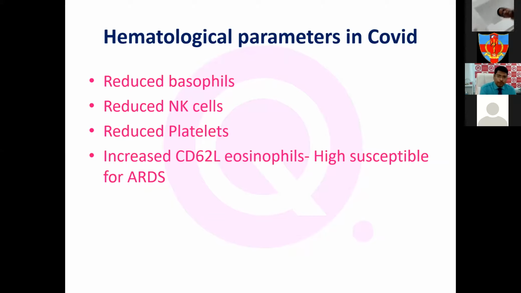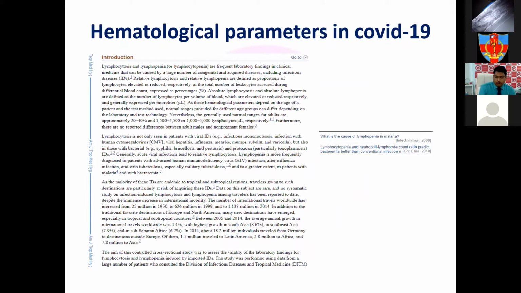A few studies coming from Europe have identified that a certain subset of eosinophils is increasing in COVID-19 infection, the CD62L subtype of eosinophils, which again can be detected by flow cytometry. These are the patients who are most likely to get into ARDS and a severe type of COVID-19 disease. If one is interested, this is an article which discusses the length and breadth of what happens with the hematological parameters in COVID-19.